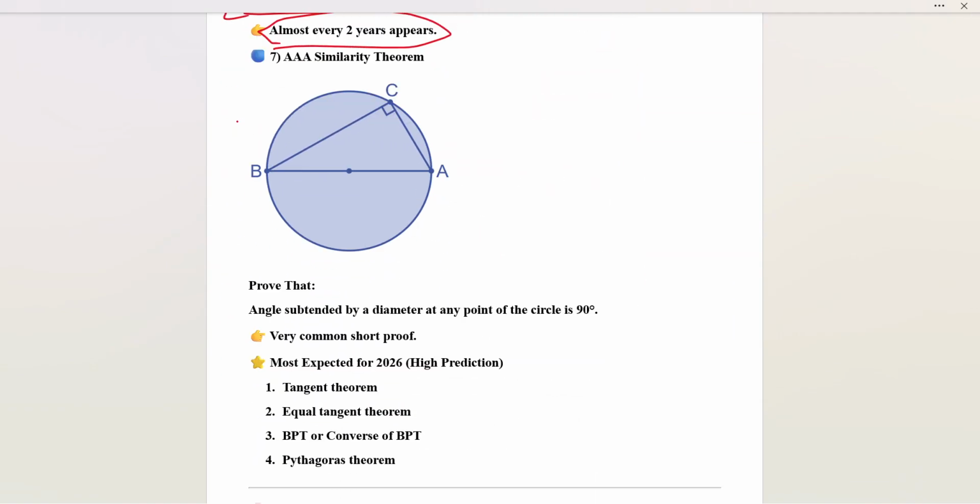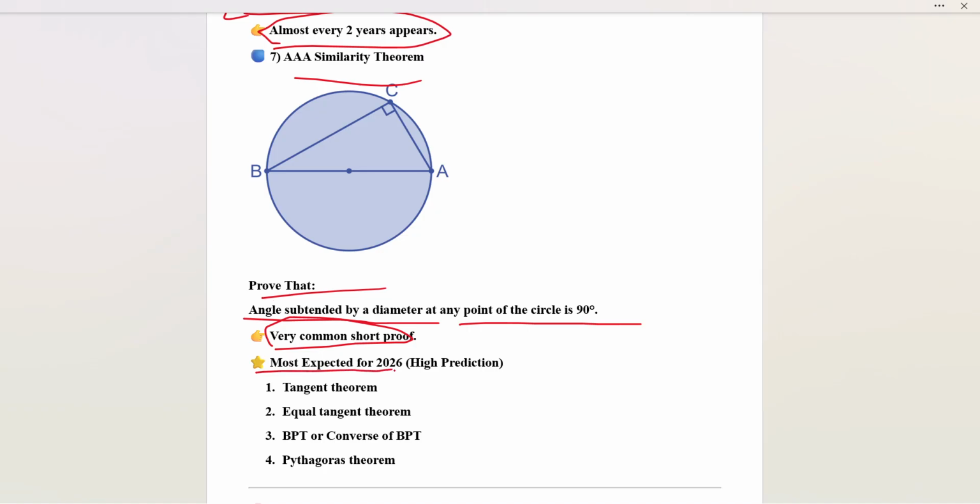It is the triple A similarity. So here, it is triangle BCA, and C is a right angle. They ask for the proof that the angle subtended by a diameter at any point of a circle is 90 degrees. Okay. So it is a very common short proof. It is a short theorem, and it is easy. They ask for 2 or 3 marks also. Okay, or not 4 marks.